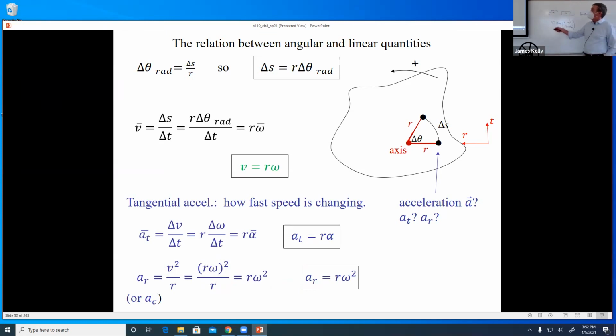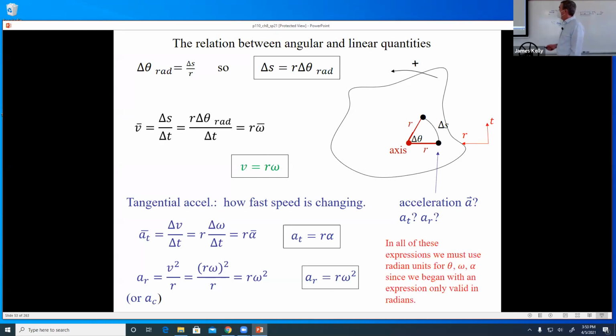So all four of these are relationships, on the left-hand side, of linear quantities that we talked about before: how far you moved, how fast you're moving, and two components of the acceleration, and the corresponding angular quantities that they're related to. Okay. Best to remember, again, all of these flowed from this up here. We assumed this to get this, and then we assumed this to get these two, and therefore all of these depend on being measured in radians units.